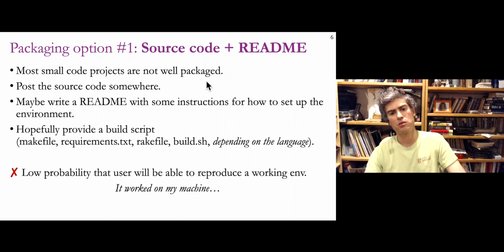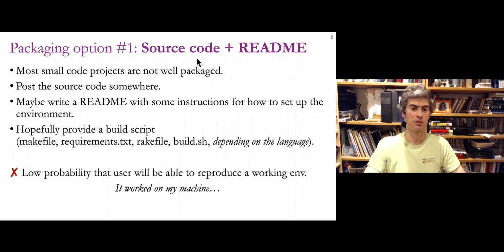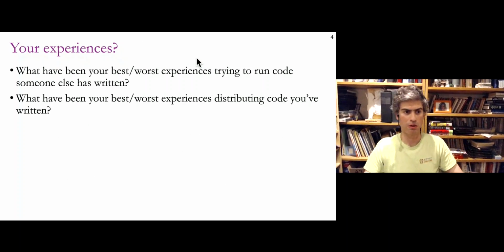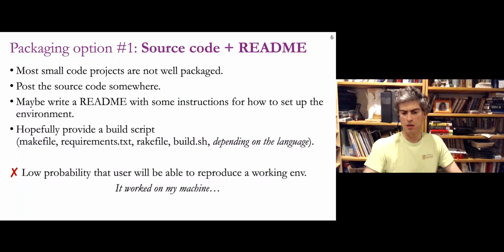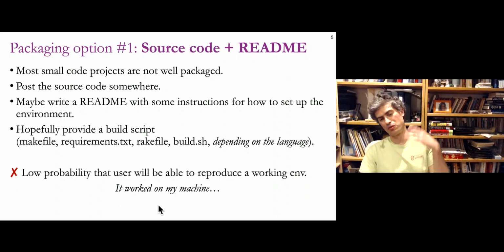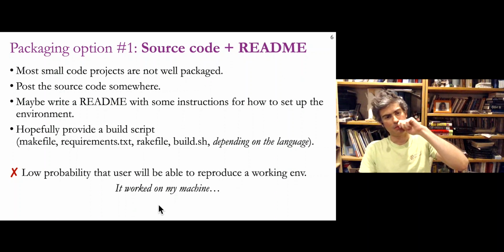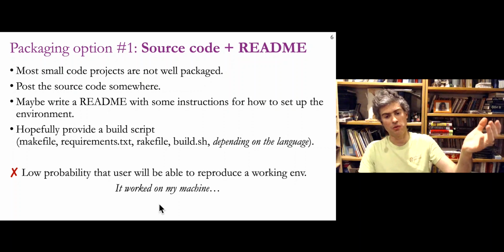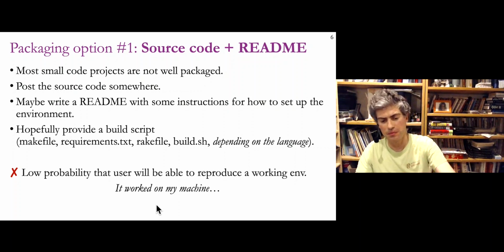So even if you distribute source code, which theoretically is in a language that's supported on your platform, there's a high likelihood that it still will be difficult to reproduce a working environment, and you'll have the same situation where it doesn't work for the person trying to use your code, even though it worked on the developer's machine.